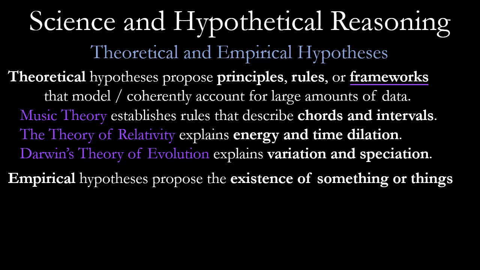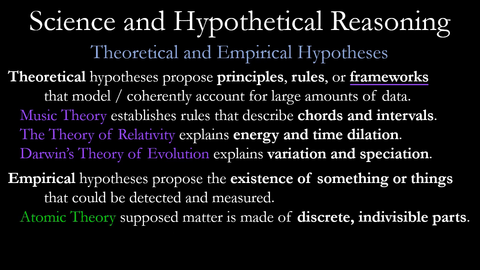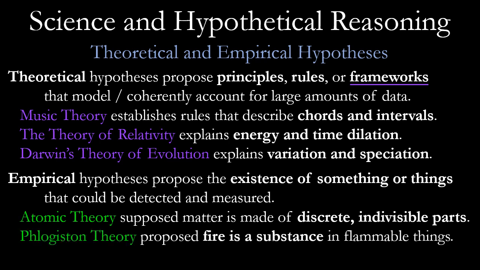Now, empirical hypotheses are proposing not necessarily rules or laws, but rather the existence of something, right? We think that this must exist in order to explain a certain phenomenon. And this is something that we should be able to observe. We should be able to detect and measure it, right? It might have a diameter, or some kind of frequency and so forth. Atomic theory is an example. It supposes that matter is made of discrete, indivisible parts, right? That we could measure. We could detect these kinds of things.